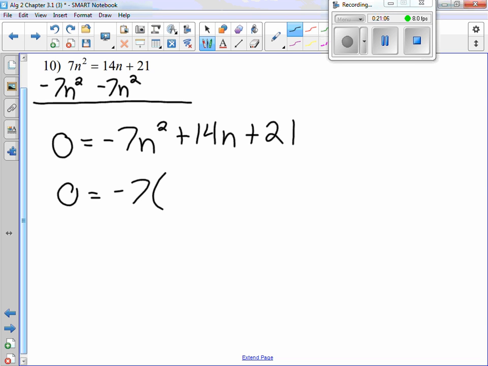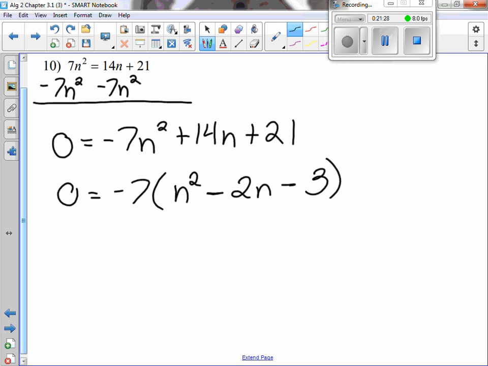So negative 7 out of, well, that just leaves me with n squared, yes? Since I'm pulling a negative out also, this is not going to be plus anymore. It's going to be negative. 14 divided by 7 is n. It would be minus 3.